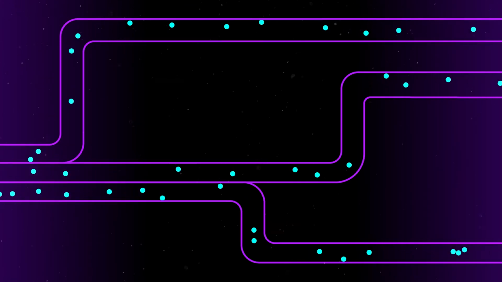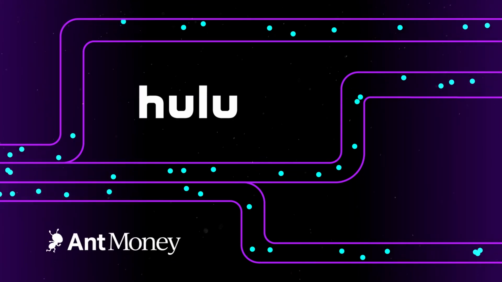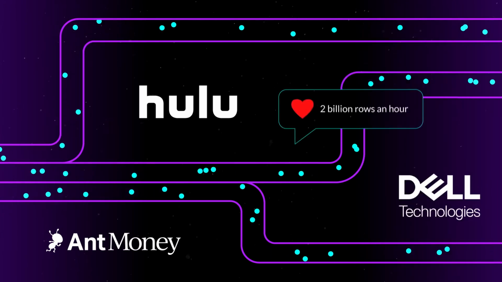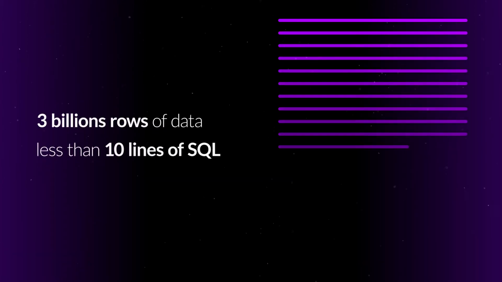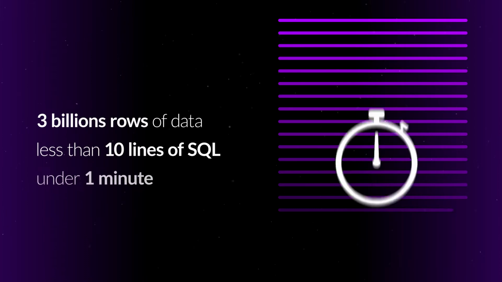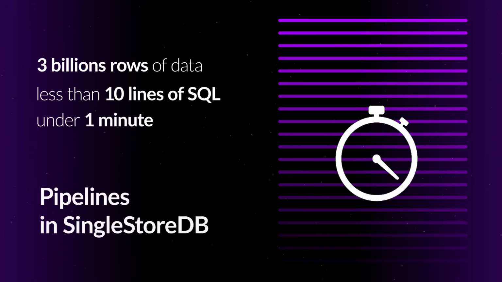Our customers love this. Hulu, Ant Money, Dell. Hulu processes 2 billion rows an hour. Let's show you how we ingest nearly 3 billion rows of data with less than 10 lines of SQL code in under a minute using pipelines in SingleStoreDB.